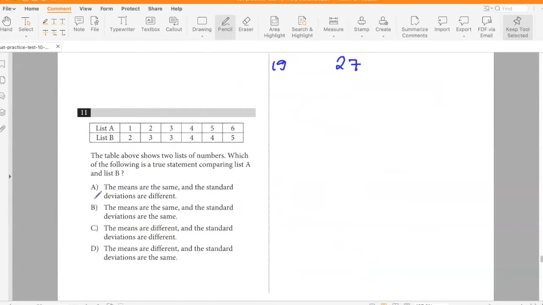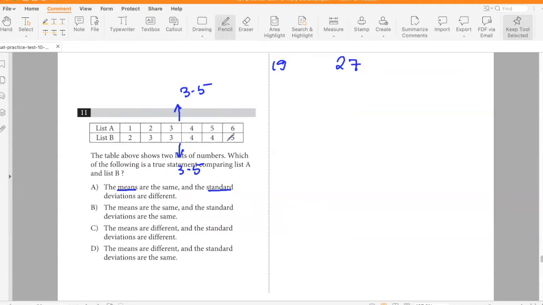The table above shows two lists of numbers. Which of the following is a true statement comparing list A and list B? So here you have 1, 2, 3, 4, 5, 6, and here you have 2, 3, 3, 4, 4, 5. And we have to compare the mean and the standard deviation. So the first list would have a mean of 3.5, right? And the second one will also have a mean of 3.5 because they are both symmetrical around that, right?